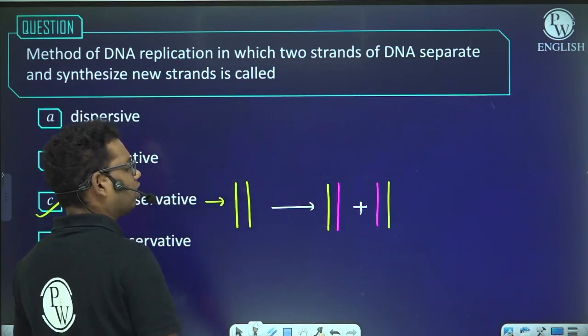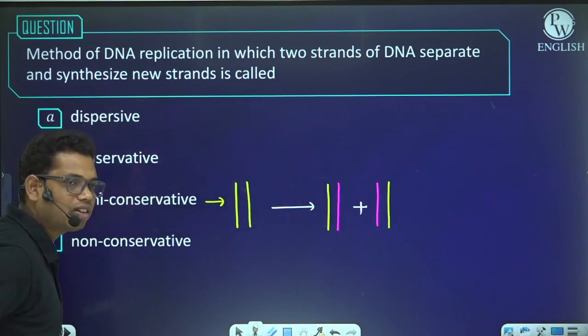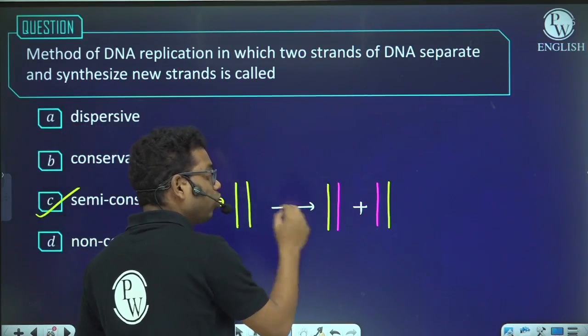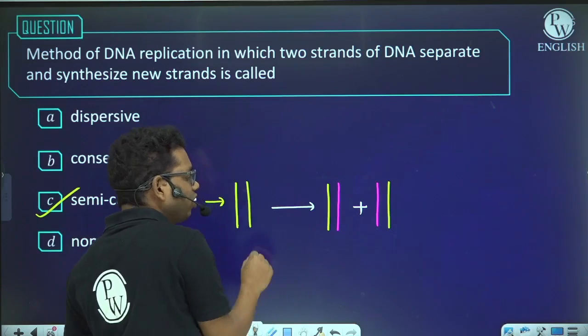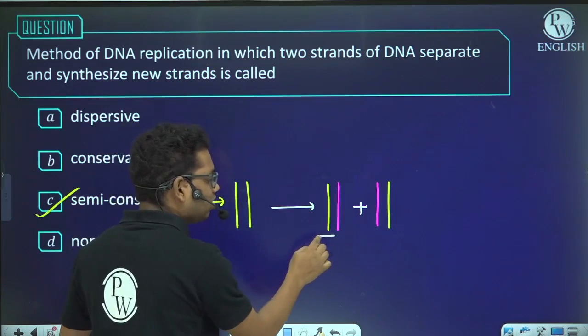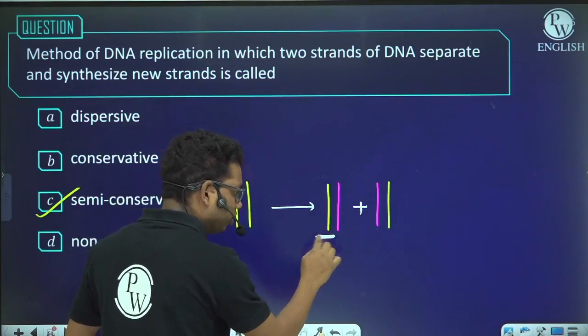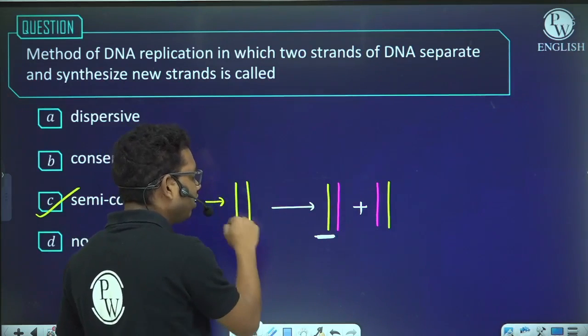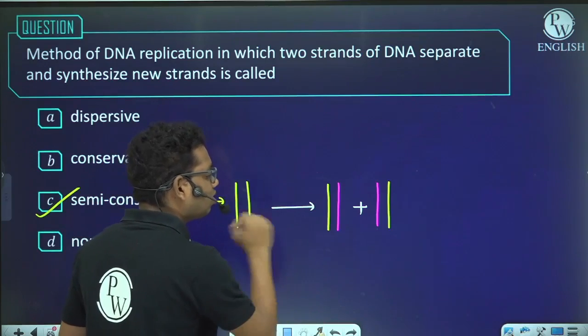And this is called as what? Semi-conservative. Why do you call this as semi-conservative? Because in each daughter DNA molecule, this is one daughter DNA molecule, half of the DNA of the parent is present. If I take this one strand of this DNA, that means I'm taking half of this DNA. So I will call half of this parent DNA is conserved over here. So I will call this as semi-conservative.